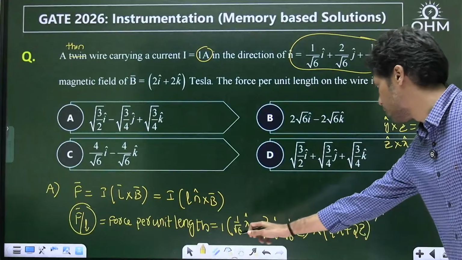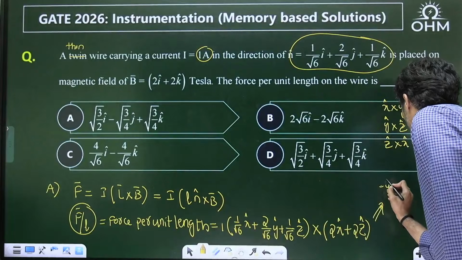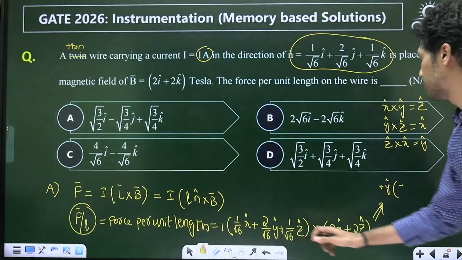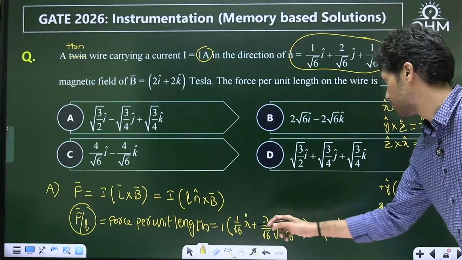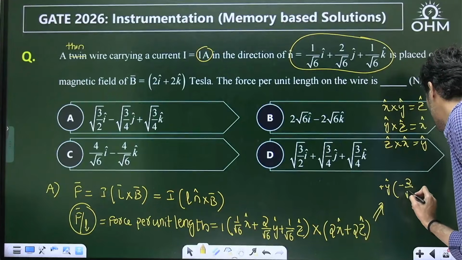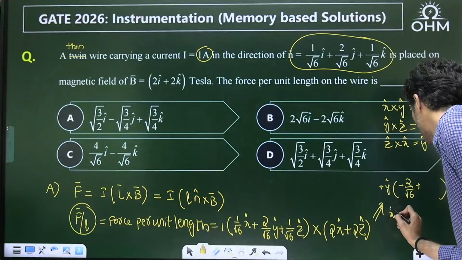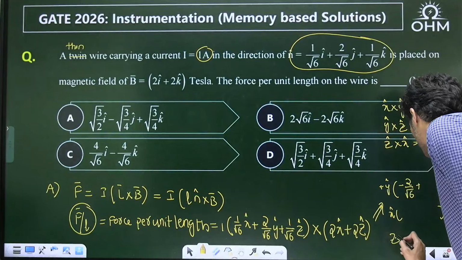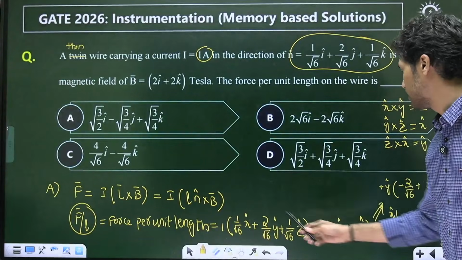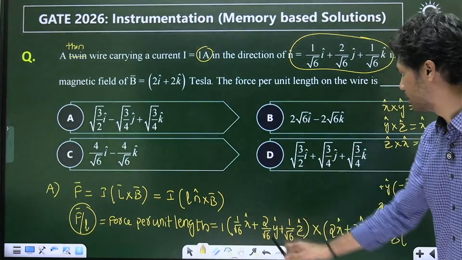So 1 by root 6 into 2. So minus y component, we have got y component as basically minus. I'm taking minus inside because we can have another term also. So 1 by root 6 into 2, so minus 2 by root 6. Okay, one of the terms. And then the x cap will get terms, the z cap will get terms. So let's try to verify. x cross x is 0, x cross z we have got minus y, so minus sign, magnitude 2 by root 6.